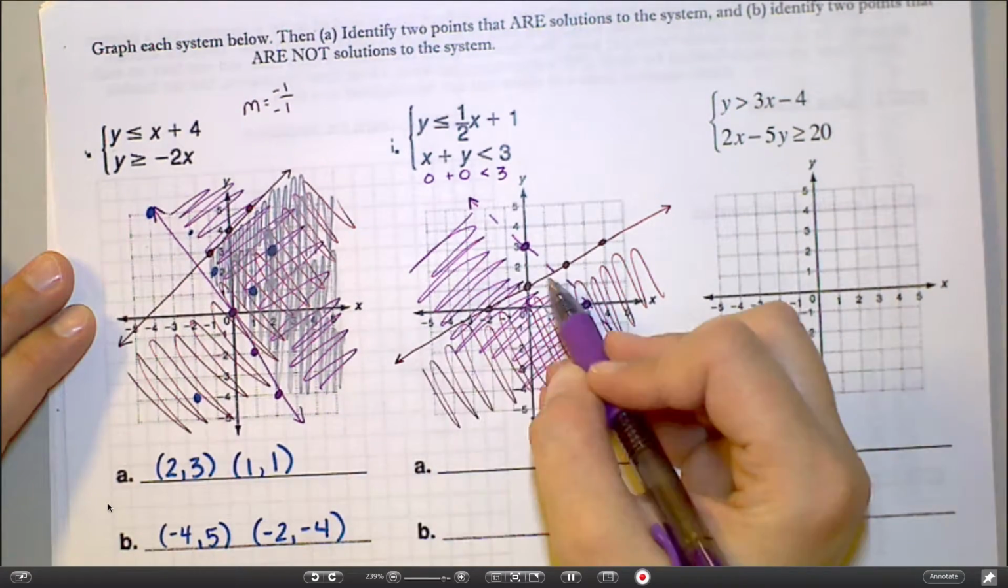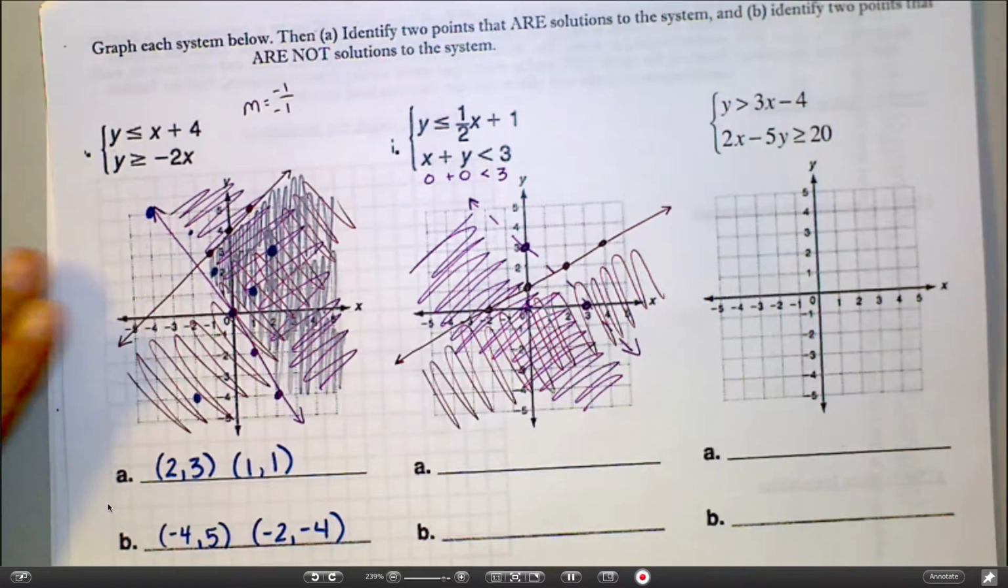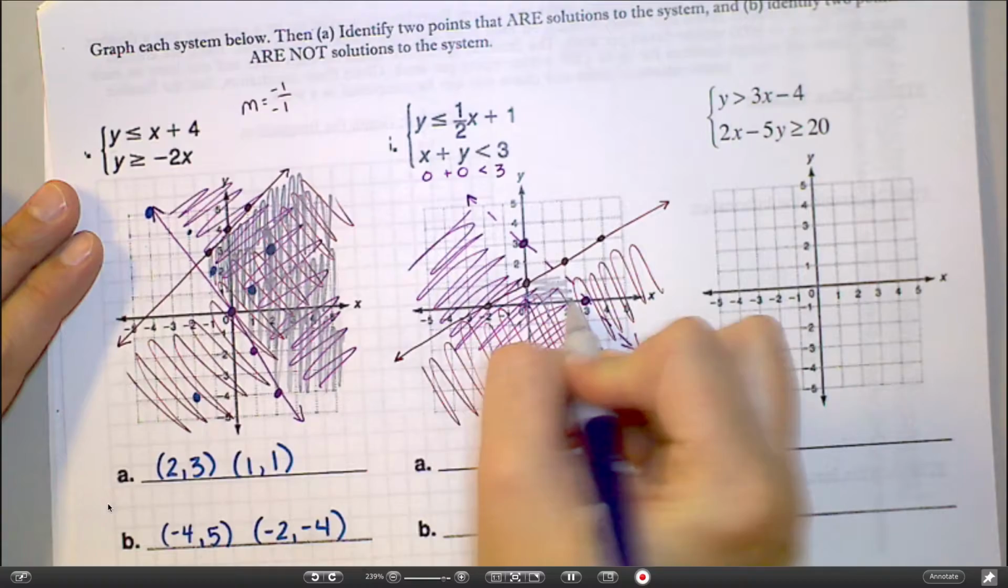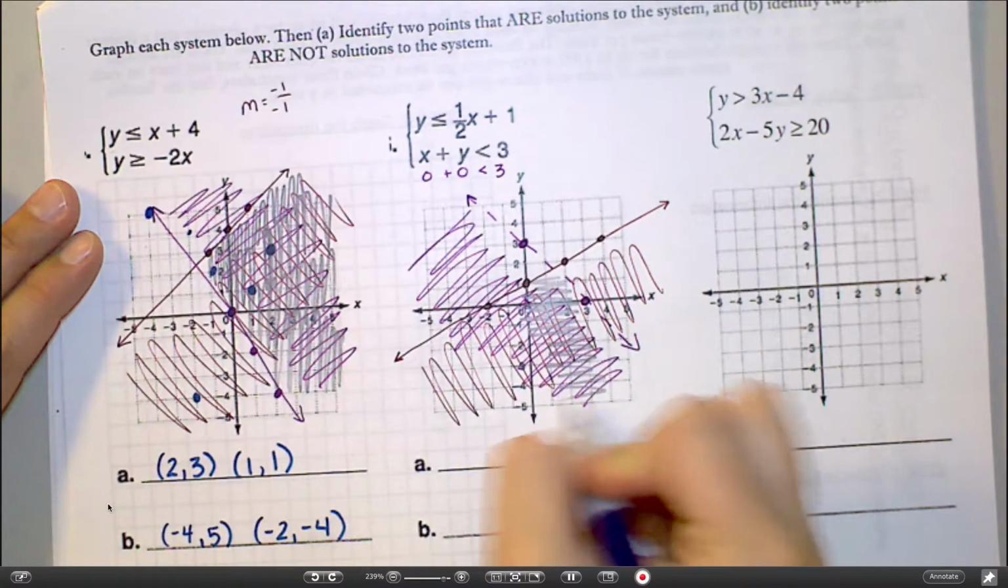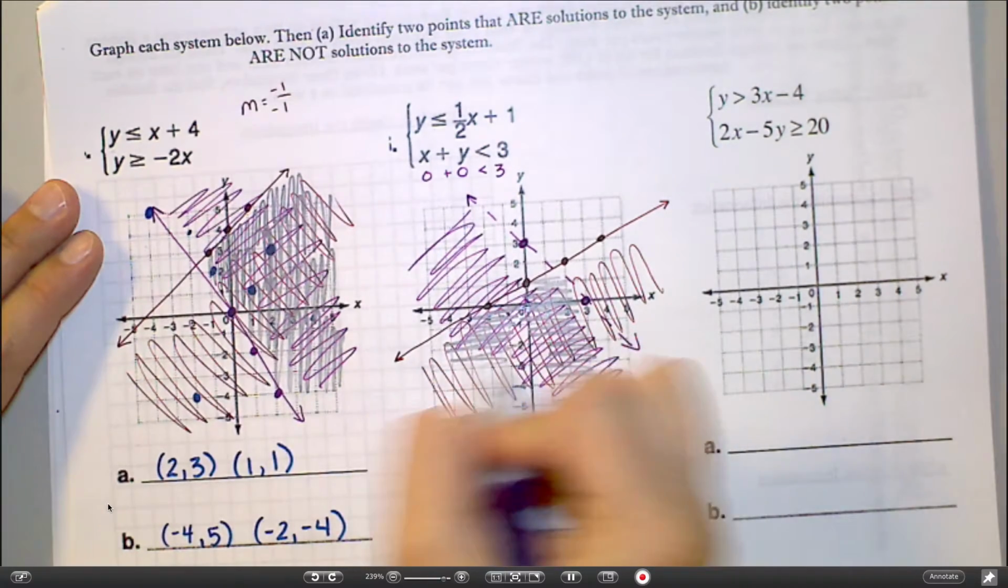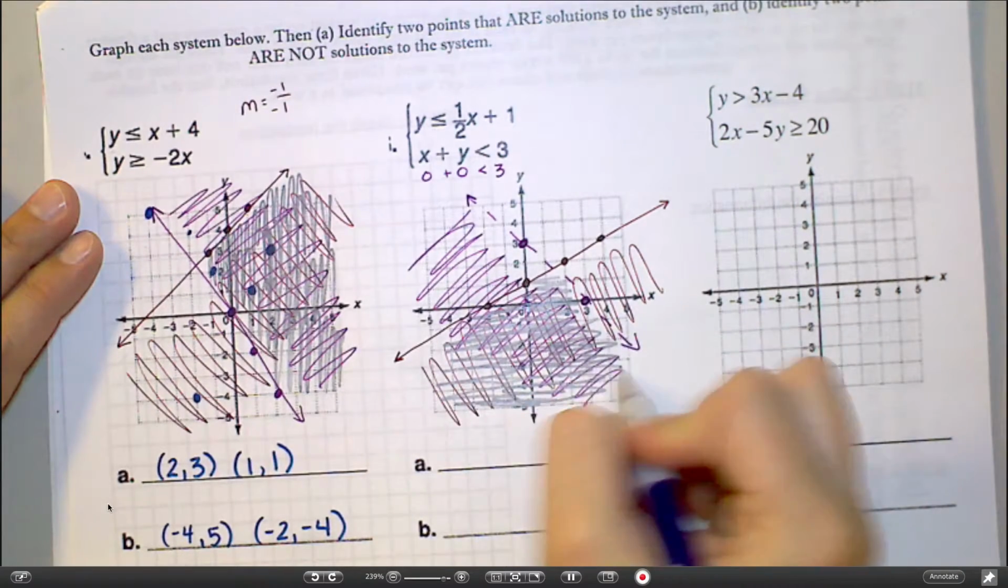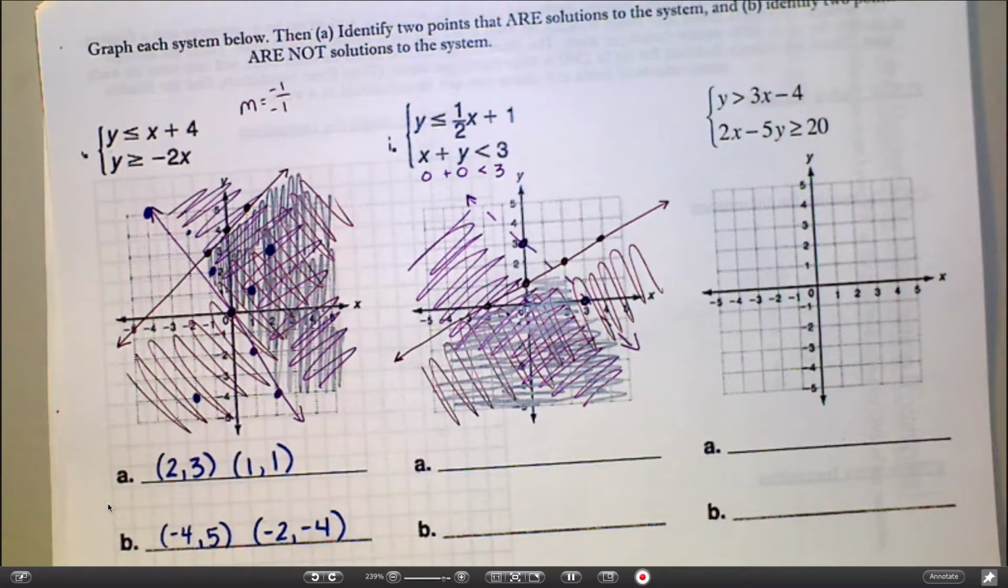And then again, do you see that V that you have double shaded down here? This is where you would kind of darken it in and say this whole thing is my solution. Okay.